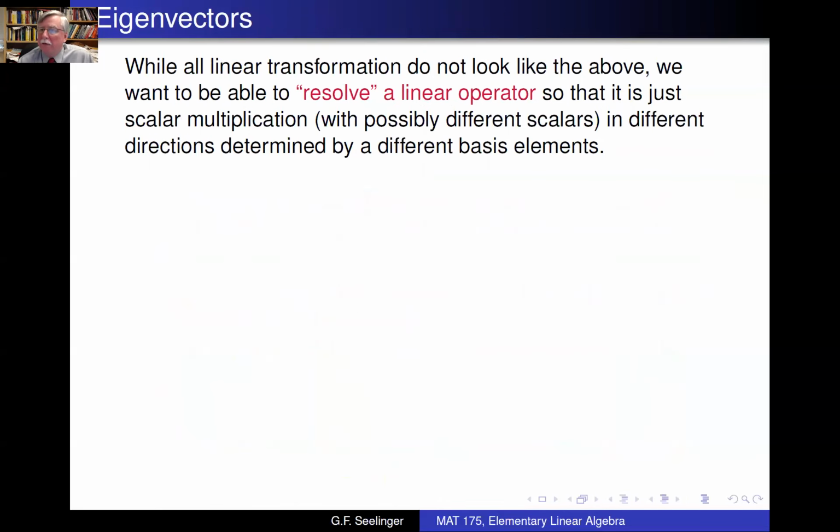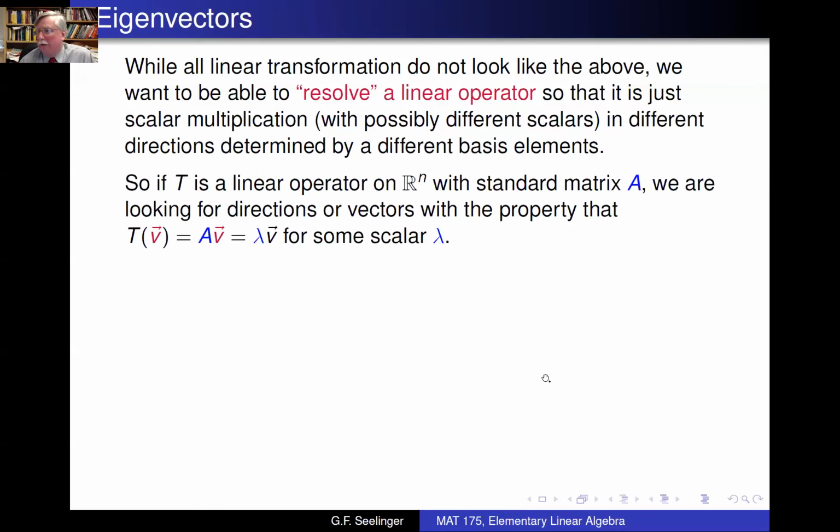So the idea of eigenvectors is that while not all linear transformations can be made to look like what's above, we'd like to be able to resolve a linear operator. What we mean by linear operator is something that starts at Rn and goes to Rn, so that the dimensions of the domain and codomain are the same. All we want to do is see if we can resolve it into just scalar multiplication in different directions, but different directions may have different scalars, okay?